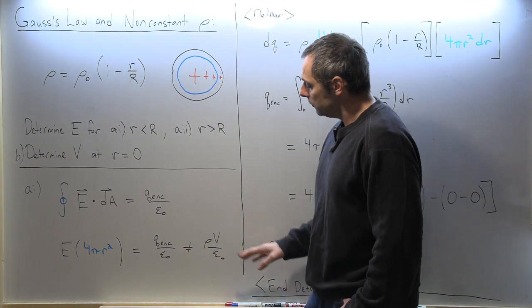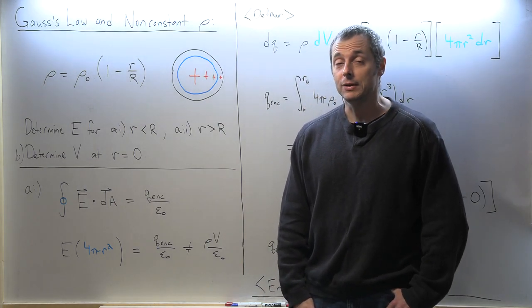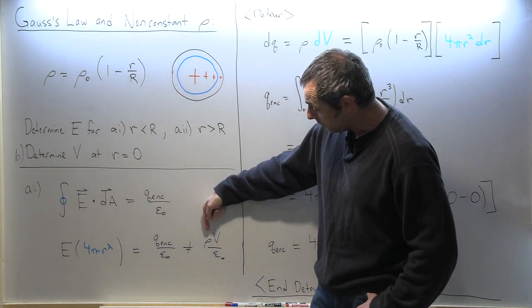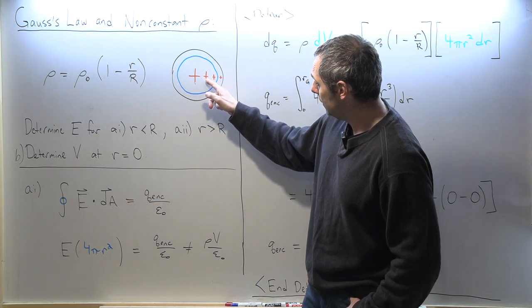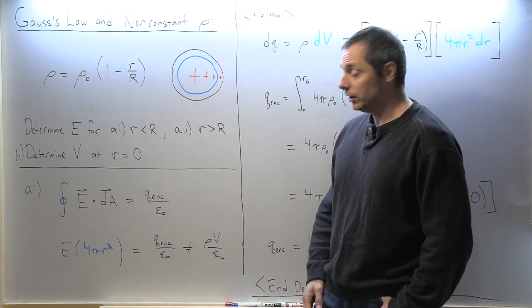But the problem is Q enclosed. We cannot use rho times volume because which rho would we use? The one at the center, the one in the middle, the one at the edge? It's a function. So this no longer works.